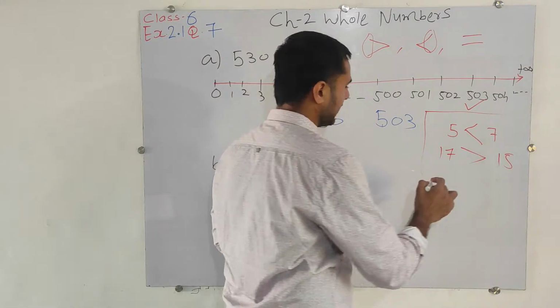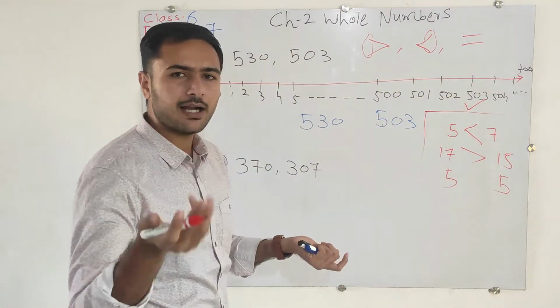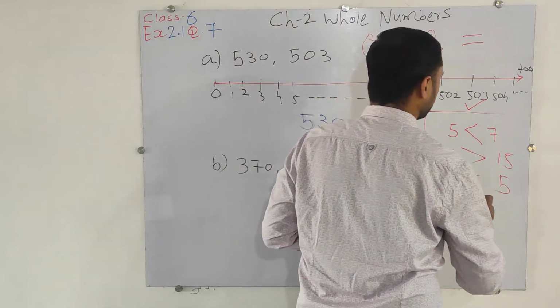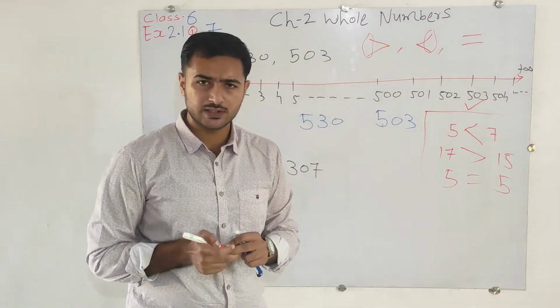Now one more example, like 5 and 5. Here both numbers are equal. It means that is really simple. Just put the equal sign. Clear? This is how we can denote it with the sign.